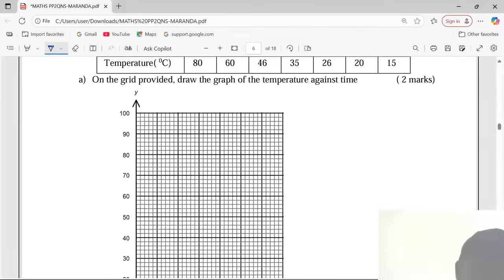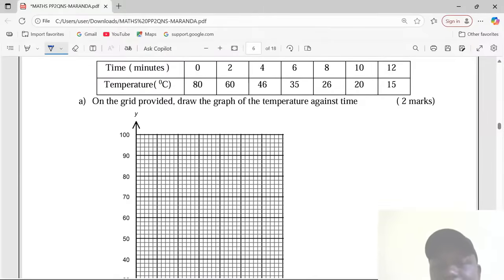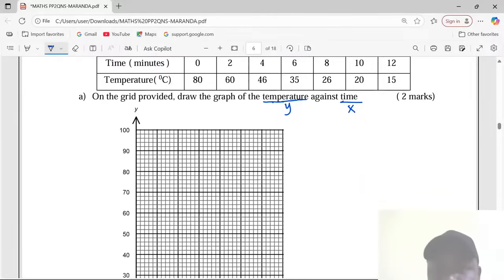When you hear a certain quantity against another, when you hear that you are plotting a quantity against another one, the first one to be mentioned must lie on the vertical axis, the y-axis. Then the second one to be mentioned lies on the x-axis. The first one mentioned, y-axis, against the second one mentioned, x-axis. Therefore, we begin with the y.